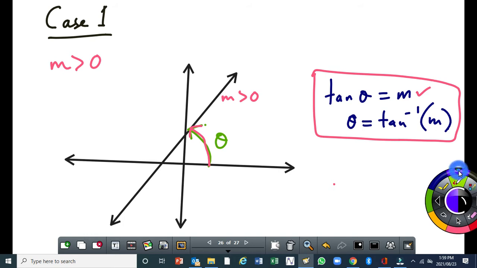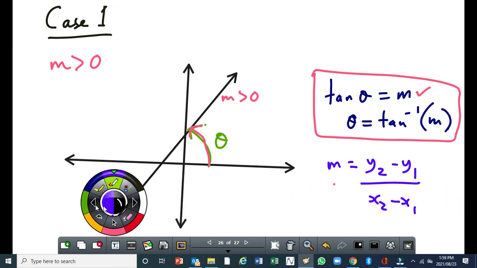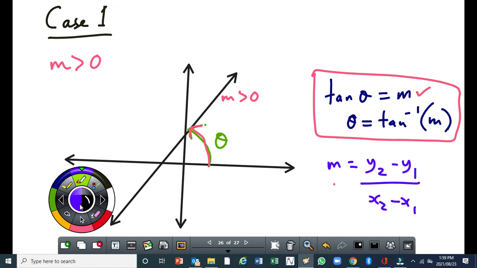Now you need to remember that m is equal to y2 minus y1 over x2 minus x1. You have done this from grade 9. So the gradient m is calculated the same way as before. You need two points on a straight line to be able to calculate the gradient. So this is the first case, where the gradient is positive.